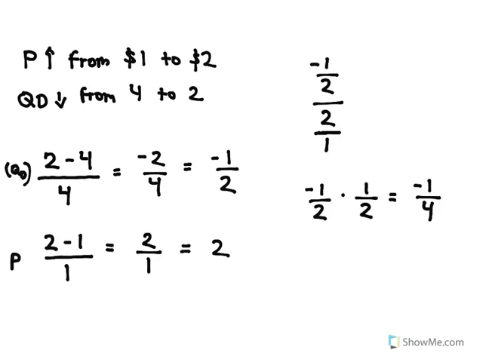Now is that the answer? No, remember we have to do absolute value. So the absolute value of that coefficient is 1/4. That's very important you do that. Otherwise you're going to say a lot of things have inelastic demand because the number is going to be so small. So because the absolute value of the coefficient of the price elasticity of demand is 1/4, the demand would be inelastic because that coefficient is less than 1.